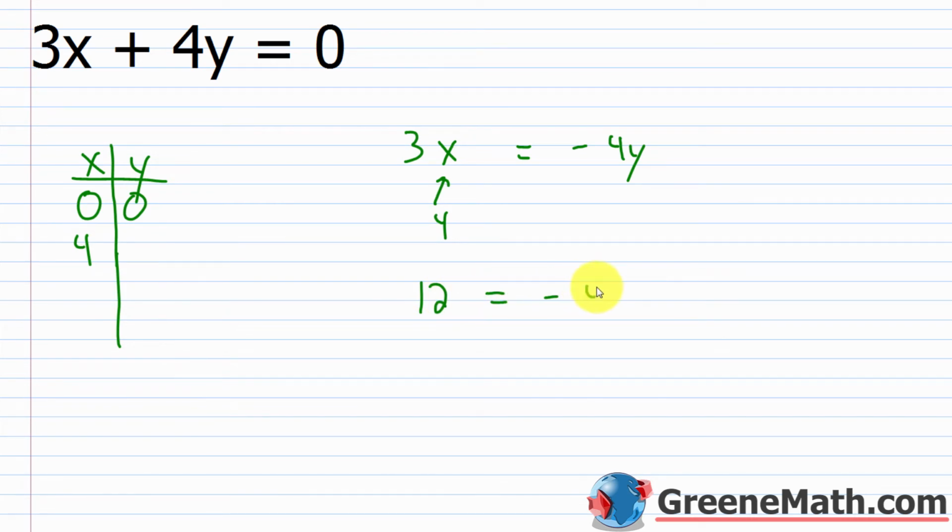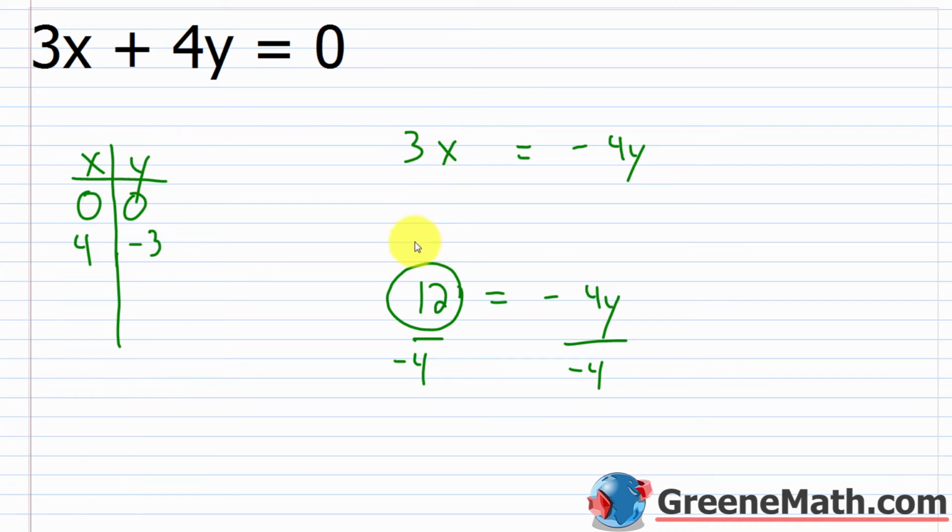12 equals negative 4y. I know that this divided by this is going to give me an integer because 12 is divisible by 4. So when we think about negative 4, it's divisible by that as well. So we divide both by negative 4. 12 divided by negative 4 is negative 3. That's easy enough. Now, what I could do is I could switch that around.